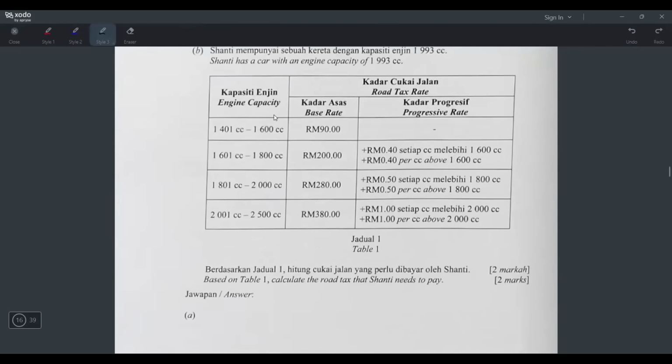Okay, 9B, what is this? Shanti has a car with engine capacity 1993 cc, and then they give you the table. You have the cc, the base rate, the progressive rate, and the road tax rate. Based on table 1, calculate the road tax that Shanti needs to pay. So they want to find the road tax.